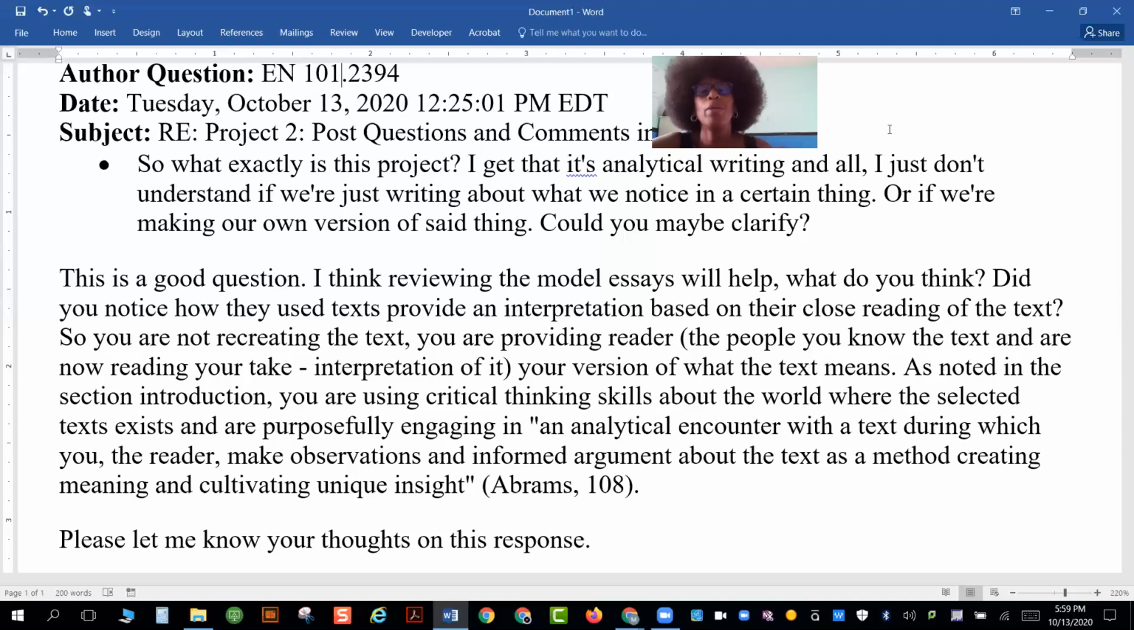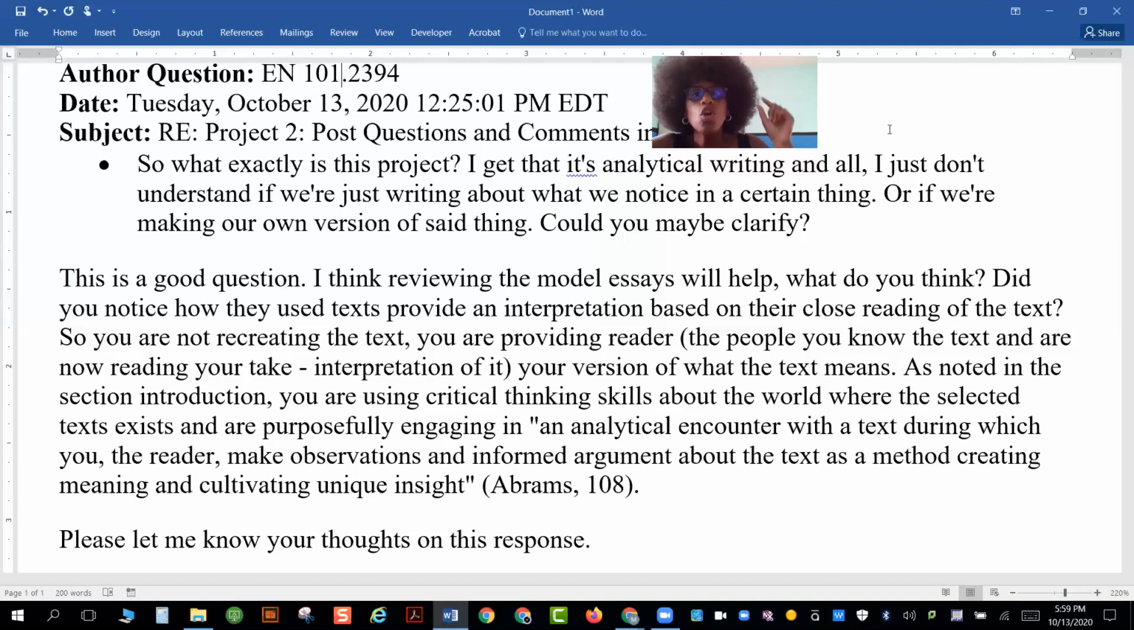So you are definitely not recreating the text, but you are providing the reader, that's the rest of us. And here's the thing about this analysis. You can be sure that your audience is familiar with the text that you're talking about. So you do not have to summarize it. You should not tell them, okay, so this is the Simpsons episode about X, Y, and Z. Analysis says that the audience is already privy. They're already involved and they already know about the text that you're looking at. So no summary, because you want to spend your time interpreting it.